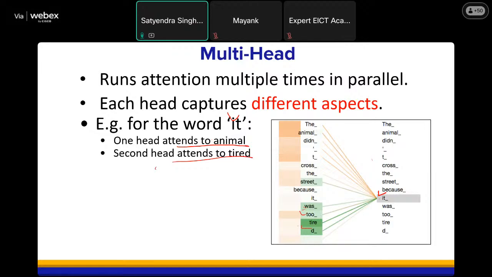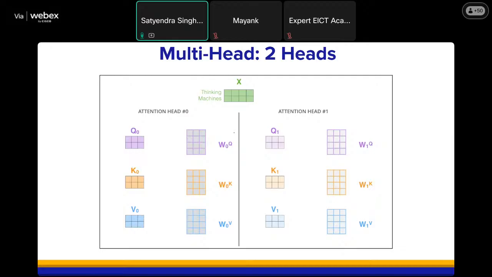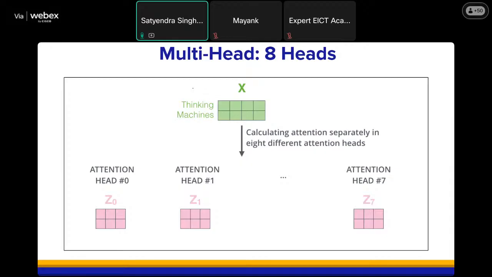If you have multiple heads, for all heads you calculate the query, key and value matrices. So given an input x, attention head 0 is trying to capture one type of relevancy with its own query, key and value matrices, and another attention head has its own, different query, key and value matrices. And you might have multiple heads.